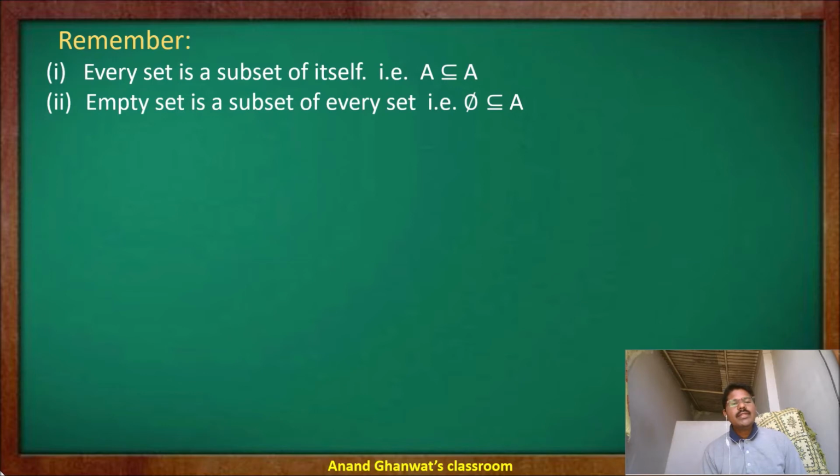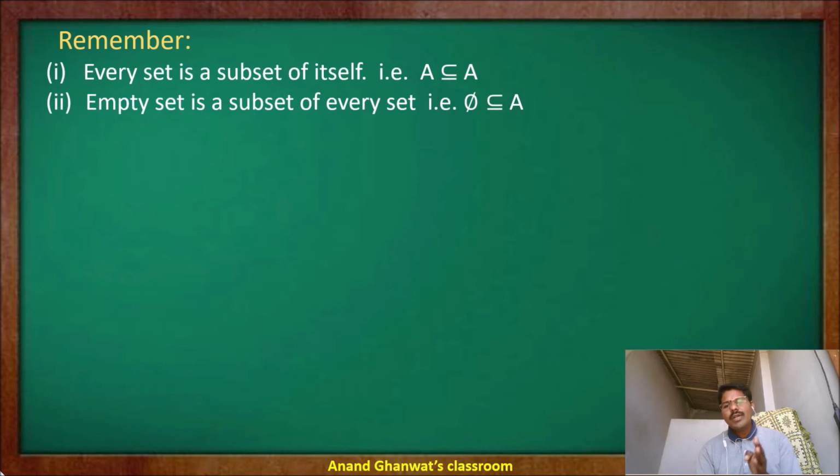Empty set is a subset of every set. Let us check by argument only. Empty set has no element. Therefore, are all the elements of the empty set present in set A? Of course, they are present. Therefore, empty set is a subset of every set. Empty set is a subset of the empty set itself also.